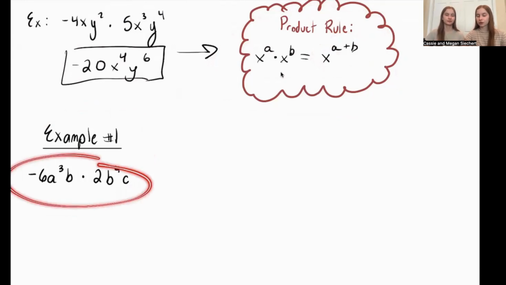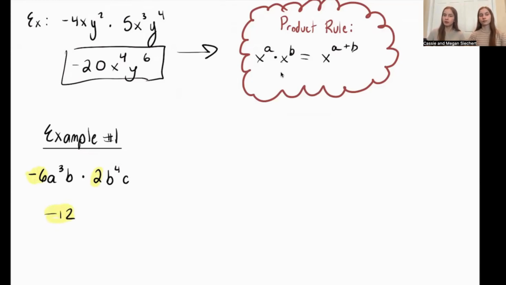So looking at this, we're going to start with the very first term, the coefficient. So we have -6 times the 2. That gives us a -12, because those coefficients in front are just numbers being multiplied. Multiply them like normal. Don't overthink it. And then we can do our next variable. You have to go one letter at a time.